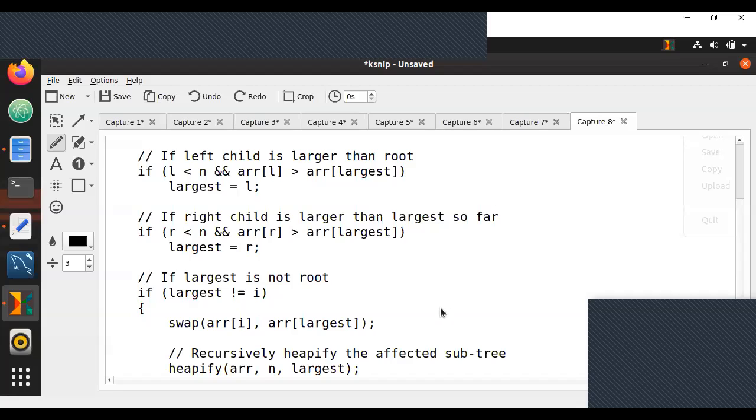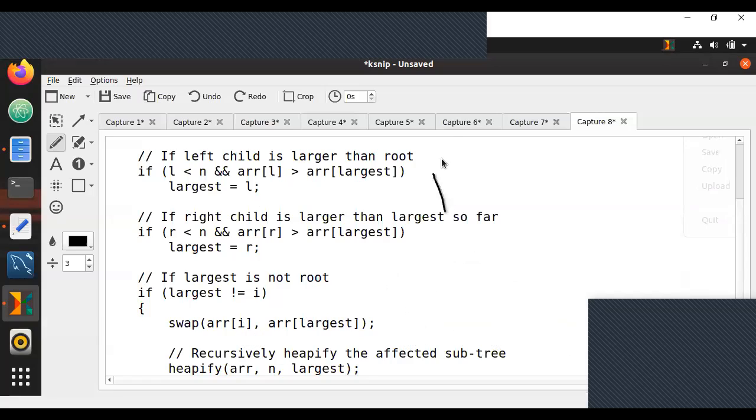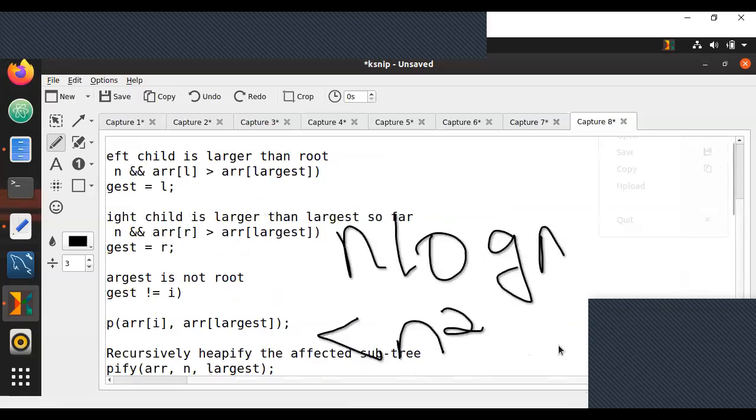So if you calculate this, it's essentially log n, which is repeated n times. It's essentially a log n amount of work, which is repeated n times. So it is essentially n log n, which is lesser than n square. If you calculate this, this will be n log n totally, which is lesser than n square, which is for bubble sort, insertion sort, and selection sort.